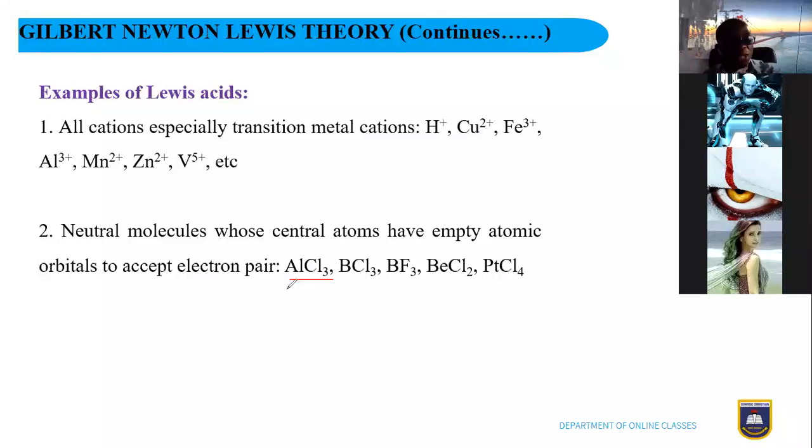The same thing applies to aluminum. Write the configuration of aluminum. You have 1s2, 2s2, 2p6. That's 10. Aluminum is 13. You have 3s2, and then you have 3px1. So you have 3px, 3py, and then 3pz. You have 3py and 3pz empty. So you can accept lone pairs of electrons into orbitals because it has empty orbitals to accept electrons. It makes it behave as a Lewis acid.